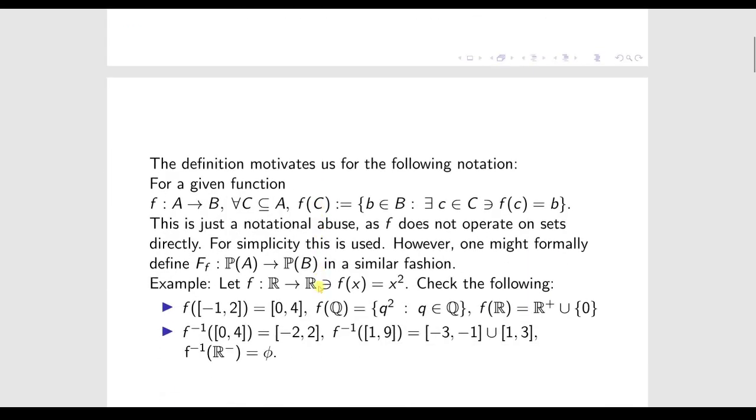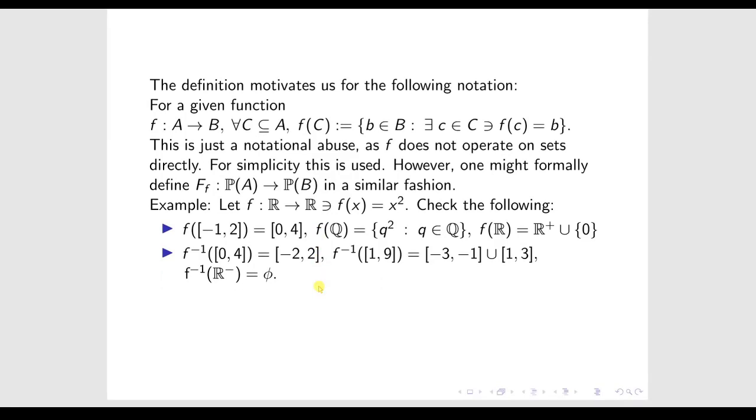Now let us continue. The above definition also motivates us for the following notation. For a given function f from A to B, for all subsets C of A, f of C denotes the set of all b in B such that there exists a c in C for which f of c is equal to b. Now this is just a notational abuse as f does not operate on sets directly. For simplicity this is used. However, one might formally define a function capital F subscript small f operating on the power set of A to the power set of B in a similar fashion as shown above.